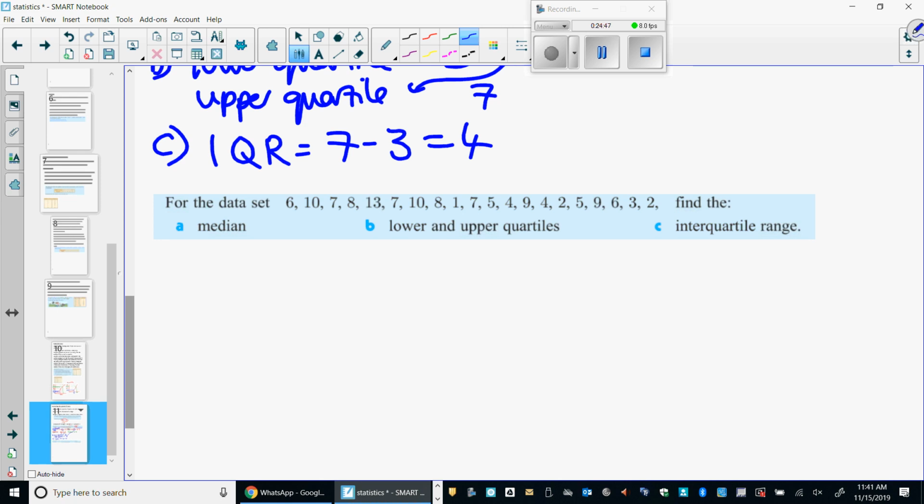Like 1, 2, 2, 4. Oh, there's a 1. Okay, so 1, and then 2, 2, and 3. So there's 1, 2 4s, 2 5s, 2 6s, 3 7s.